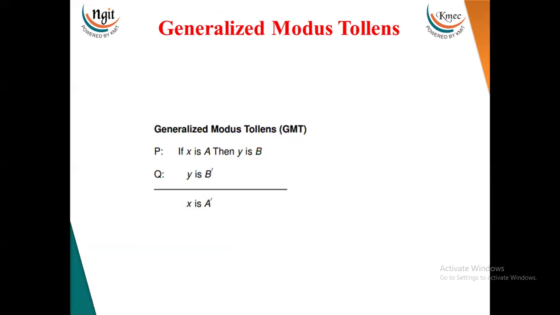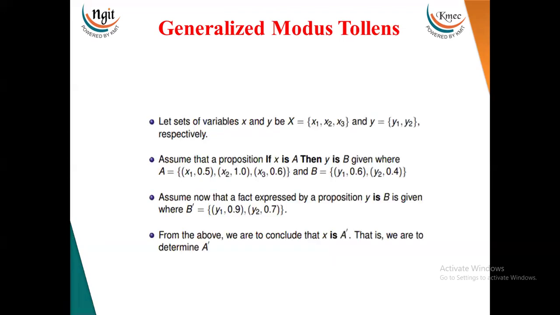Next one is modus tollens. So same here, x is A, then y is B. Remember there we have written x is A dash, here y is B dash. Then you will get x is A dash. So what is the formula for this? So what is the formula for calculating this?